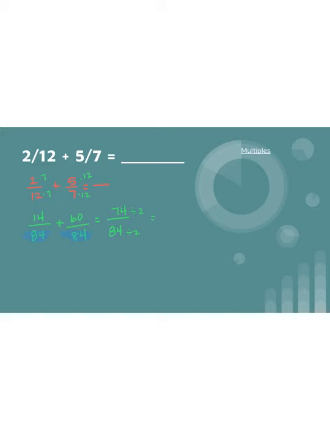So 74 divided by 2 is 37, and then 84 divided by 2 is 42. Okay, I have an odd number on the top and an even number on the bottom. So that is it for that one.